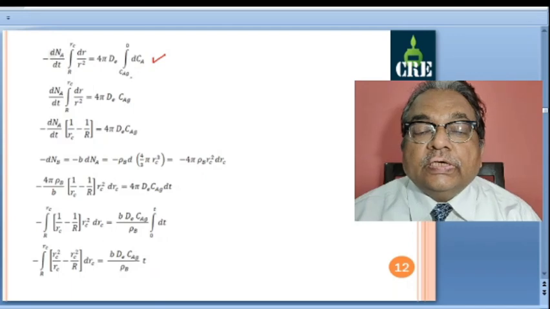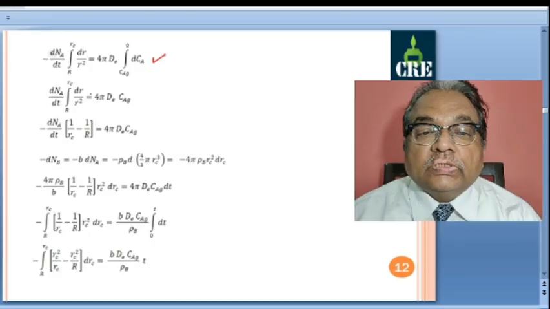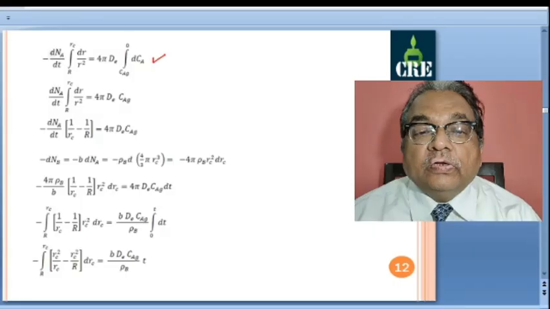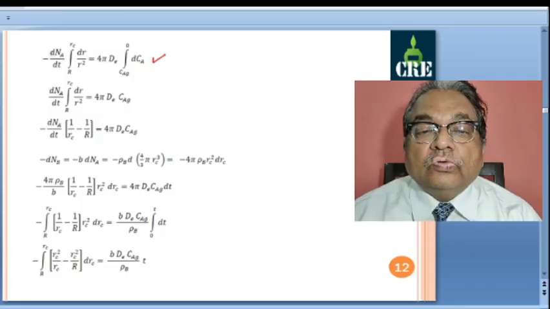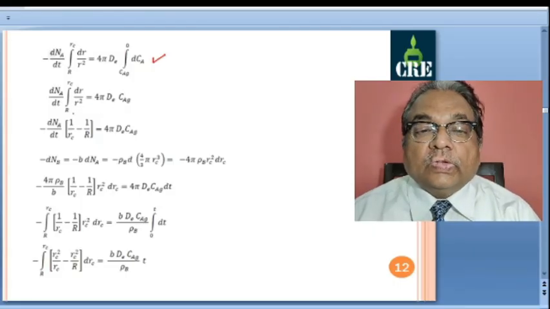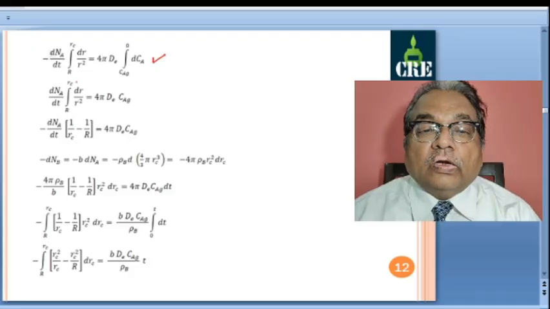Integral dCA is CA and limits are CAG to 0. So, what we will get is 0 minus CAG, that means minus CAG. With this minus sign, we will cancel out this sign and I am writing positive on both the sides. So, dNA by dt dr by r square is equal to 4 pi dE CAG. Here the limits are r to rc.